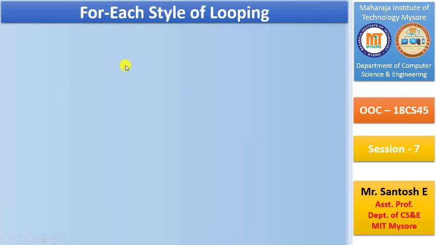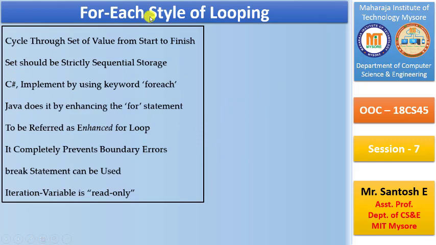So now we'll discuss how the for each style of looping is going to work. As I told you, it's a variation of the for loop that you already learned. Now if I talk about the for each style of looping, this is the loop which we usually use to cycle through a set of values. That is, it will start from the first value of the set and it will reach automatically to the end or to the finish of the set. Hence, whenever you want to cycle through a set of values, make use of the for each loop. And the set should be strictly sequential storage, something like an array.